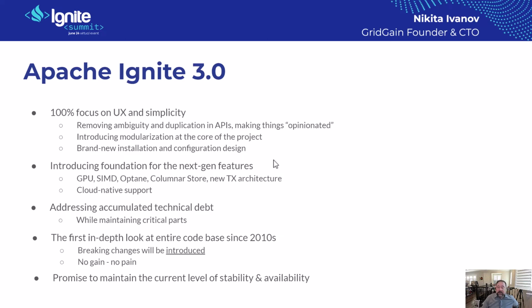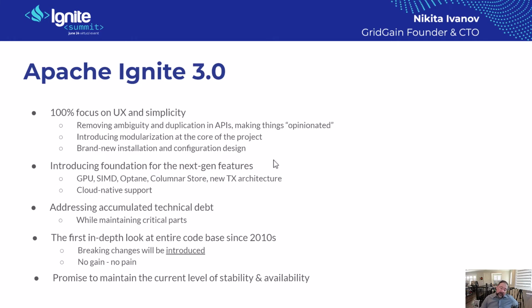Sometimes painful, because the change is going to be not backward compatible in many places. But those are absolutely necessary changes. Obviously, Ignite 3.0 introduced a lot of next generation features. We're not going to talk about them here, but the community has been very open about what's being worked on: the GPU, SIMD optimization, Optane support, naturally columnar store, the whole pluggable data storage layer, the new transaction architecture and cloud native support, all of that.